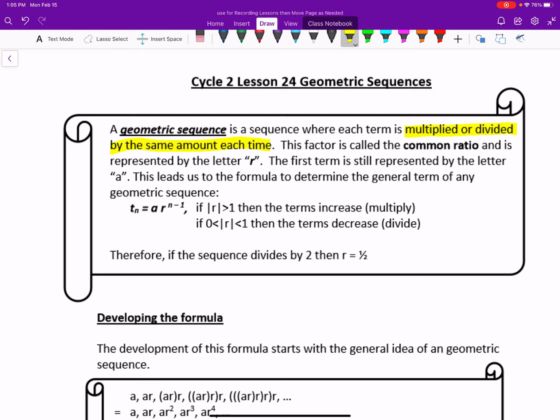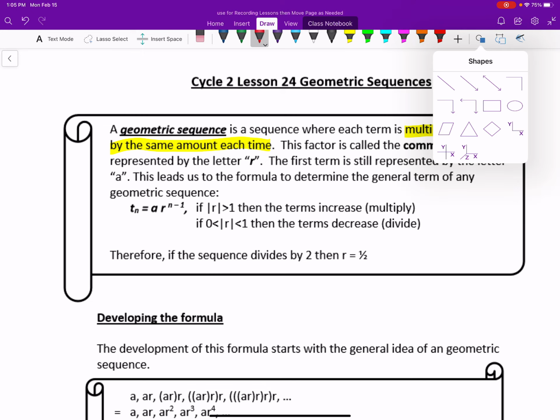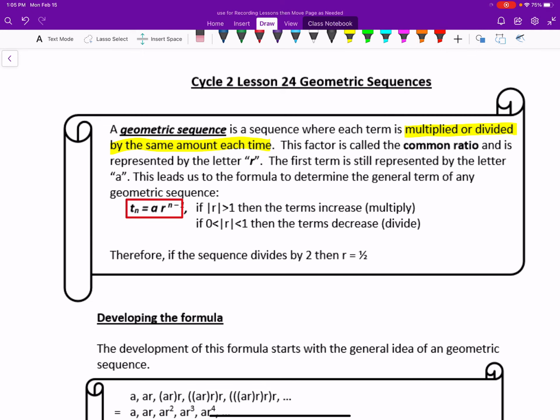So the common ratio is represented by the letter R, where the common difference that we saw for arithmetic was represented by the letter D. The first term is still represented by the letter A, and so this leads us to the formula to determine the general term of any geometric sequence as T sub n is equal to A, the first term, times the common ratio to the exponent n minus 1.